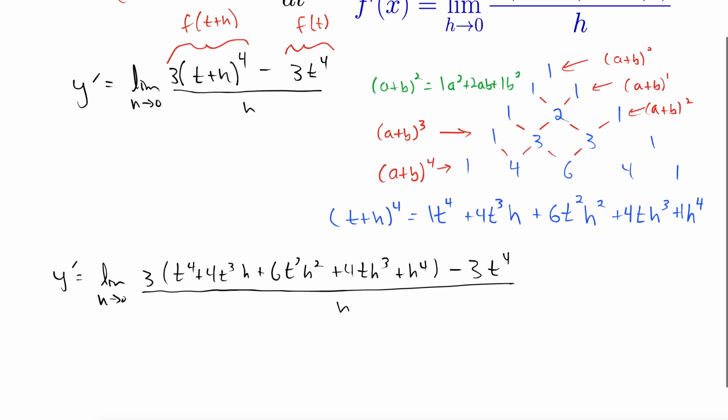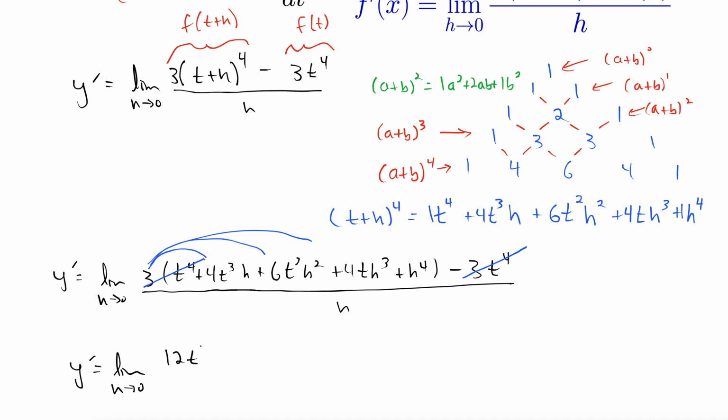Right off the bat, we have some pretty nice cancellation. Look, this 3t to the fourth cancels with negative 3t to the fourth. So right away we've gotten rid of something. But note that this 3 still has to multiply through to all these terms. Let's clean this up a little bit. So y prime is the limit as h goes to 0 of 12t cubed h plus 18t squared h squared plus 12t h cubed plus 3h to the fourth, again all over h.